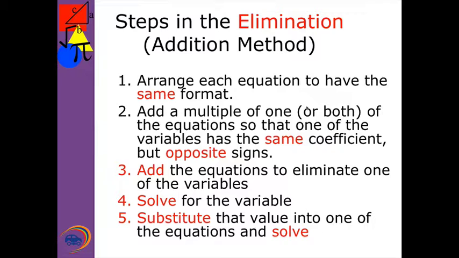Step 2, add a multiple of one or both of the equations together so that one of the variables, the x or the y, have the same coefficient but are opposite in sign. Because in number 3, we want to be able to add the equations together to eliminate one of the variables. So if we have a 4x in one of the equations, we need a negative 4x if we want to eliminate the x's. Solve for the variable and then substitute that value into one of the equations and solve.